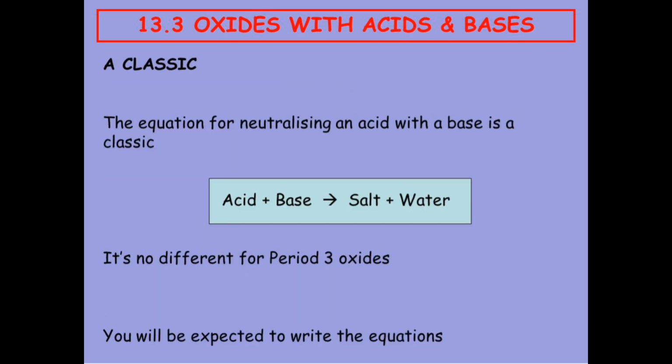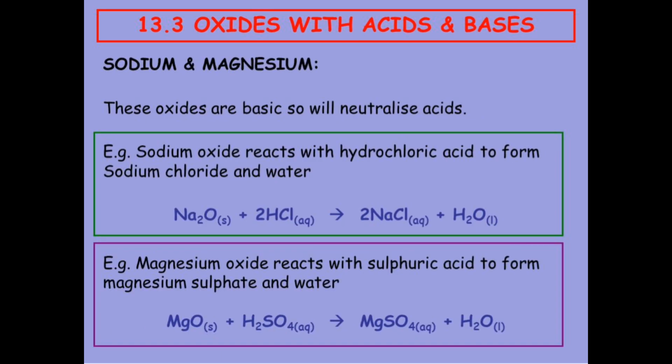Okay, so like we have said the other time, remember that when acid reacts with a base, it forms salt and water. The same is true for period 3 oxides, including period 4 oxides, especially potassium oxide and calcium oxide. Let's look at how these oxides will react with acids respectively.